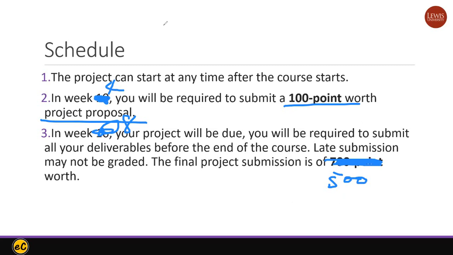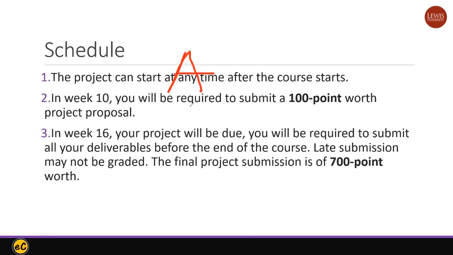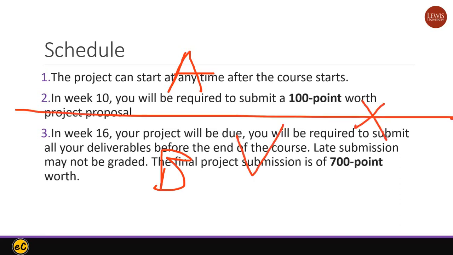So now there's another question. If in the proposal you say I'm going to do project A, but for the term project I do B, is that okay? That's also okay. I don't care. These 2 will be graded separately.